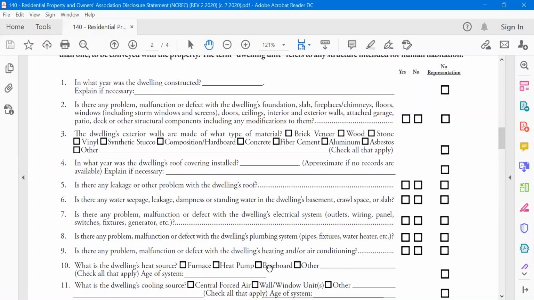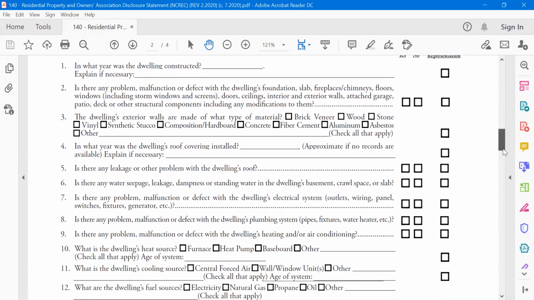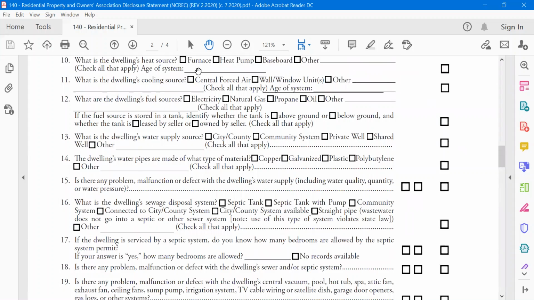Here you'll check one of these boxes. Also, if you know the age of the system, you'll include that there as well. What's the dwelling's cooling source, fuel source, water supply source, and what are the water pipes made out of? These are all questions where you'll check one of the boxes here. Then it goes on to ask if there's any issue with the dwelling's water supply. As a seller, we'll check yes, no, or no representation.